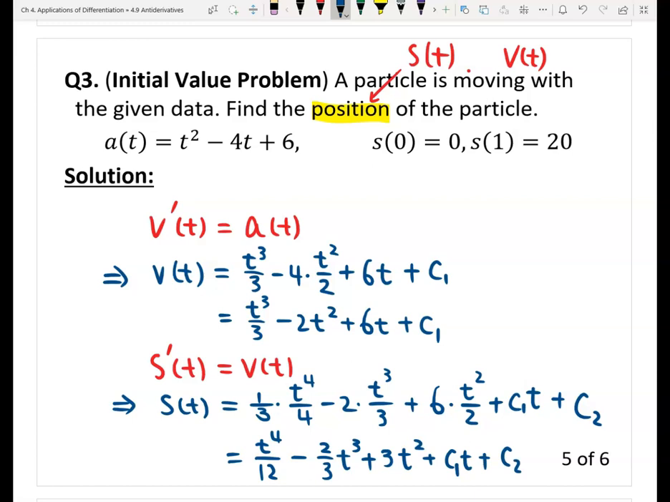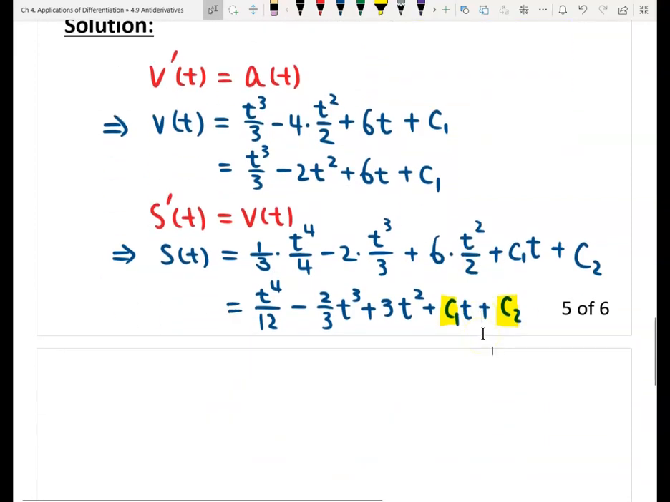So good. Now what do we do? So this we call a general solution, right? General antiderivative. And see, we have an initial condition. We have two pieces of information. We can use those two pieces of information to solve this constant number and this constant number. This is the second step. Now, we're going to solve for c1 and c2 by the initial conditions.